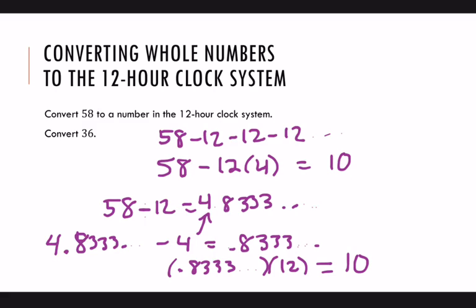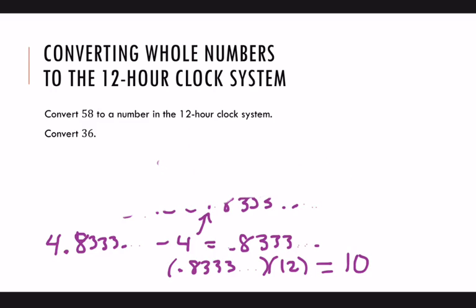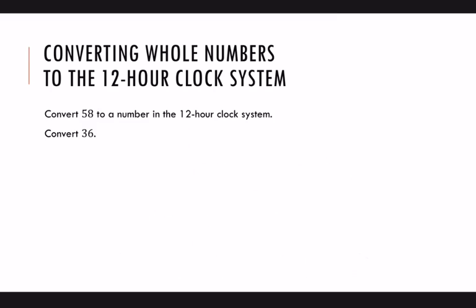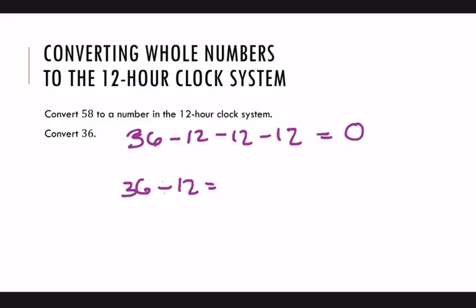If you want, pause here. Try this out on 36. I think this one's a little bit easier though. So 36, subtract as many 12s as possible. Well, 36 is a multiple of 12. You can subtract it 3 times, and that leaves you with 0. Or if you do 36 divided by 12, that's 3. And then there is no decimal remainder after that.